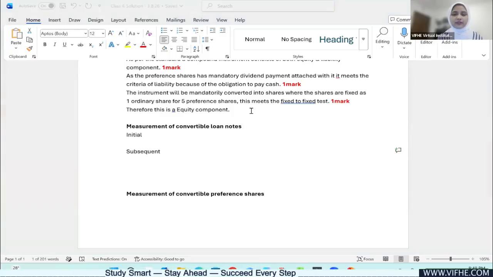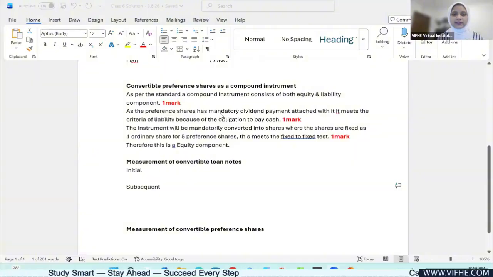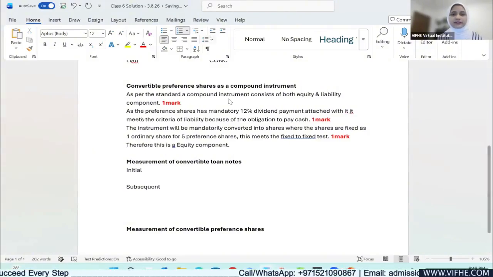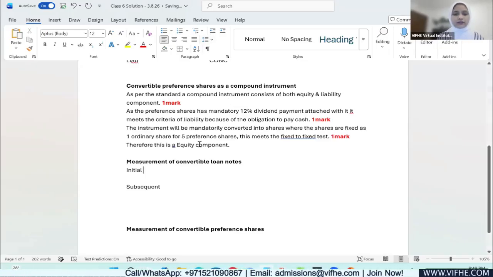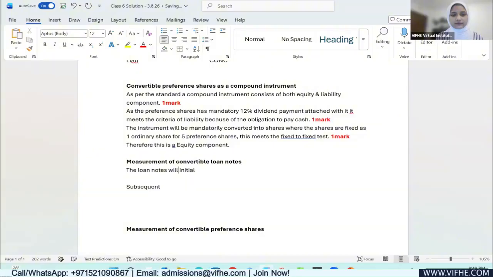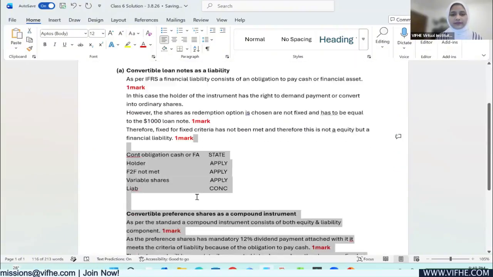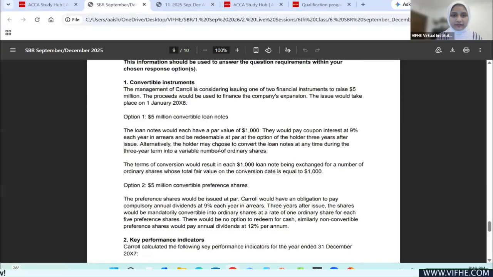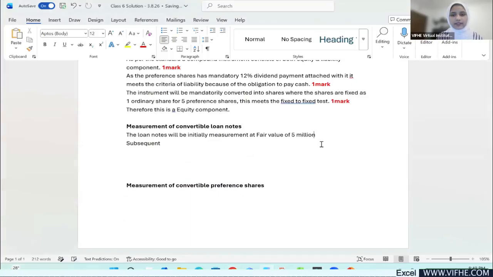I did mention, right, Sana, the 12% annual dividend is actually mandatory. If you want, you can write this as a mandatory 12% dividend payment. I added it. Yes, fair value. So initial is at fair value. So the loan notes will initially be measured at fair value of, sorry, how much is the fair value? You know it's 5 million. In total, it's $5 million.